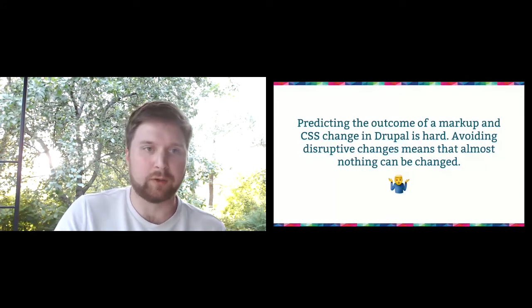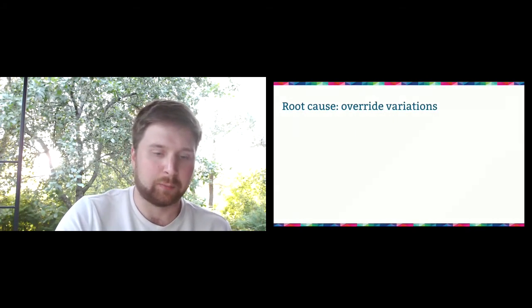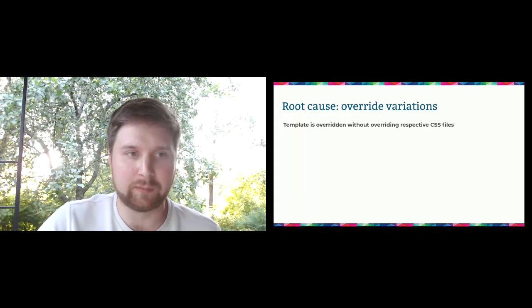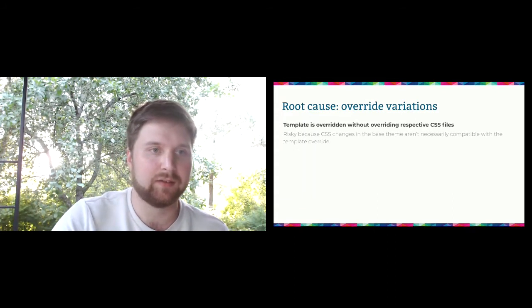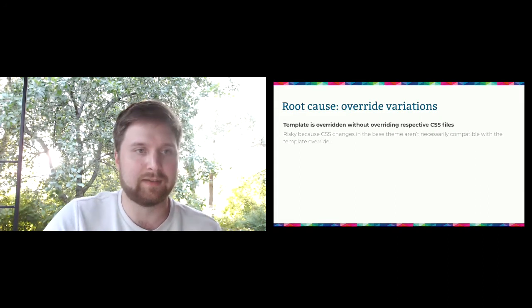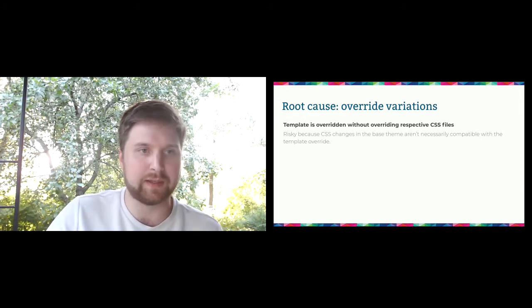The root cause for this problem, which you might not have heard of outside of Drupal, is what I believe is the override variations. So we have a variation where the template is overridden without overriding the respective CSS files. And this is risky because the CSS changes in the base theme are not necessarily going to be compatible with the template override. The second variation is that CSS files are overridden or extended without overriding the respective templates. And this is also risky because if core then changes the template in the future, they're not necessarily going to be compatible with your CSS overrides in the sub-theme.